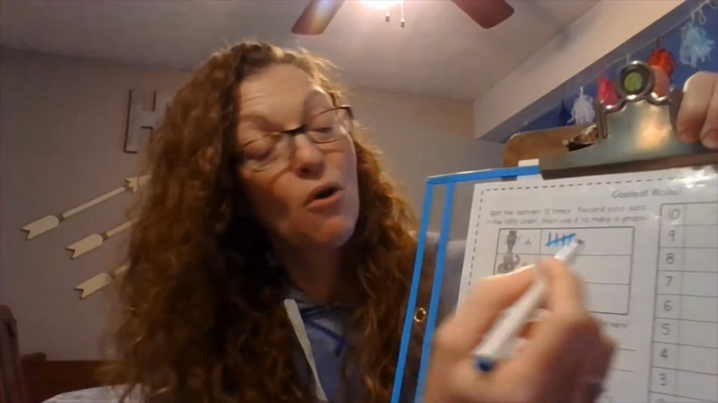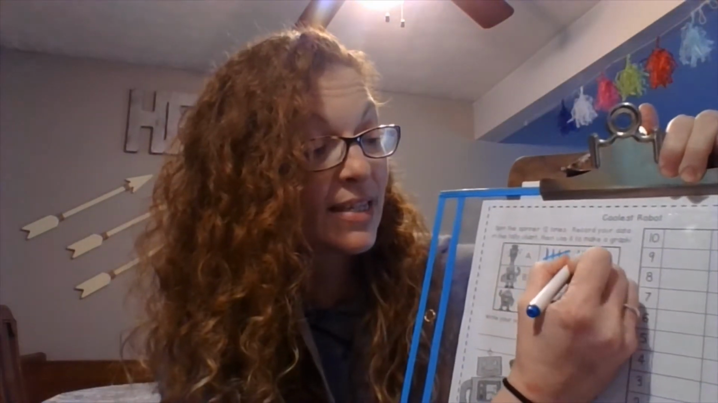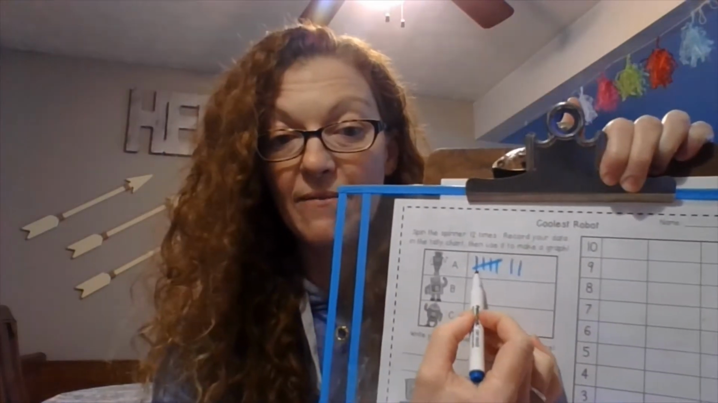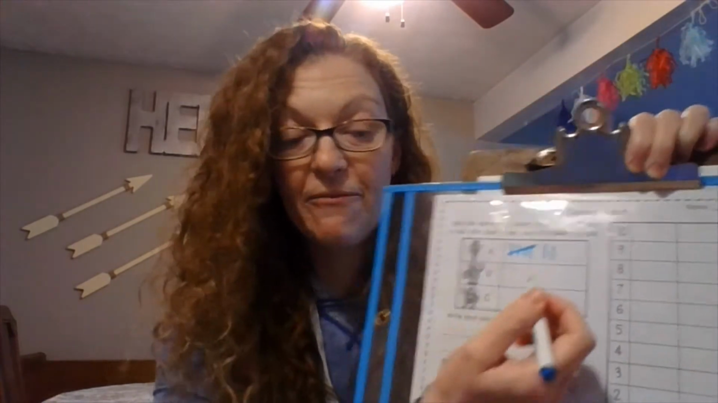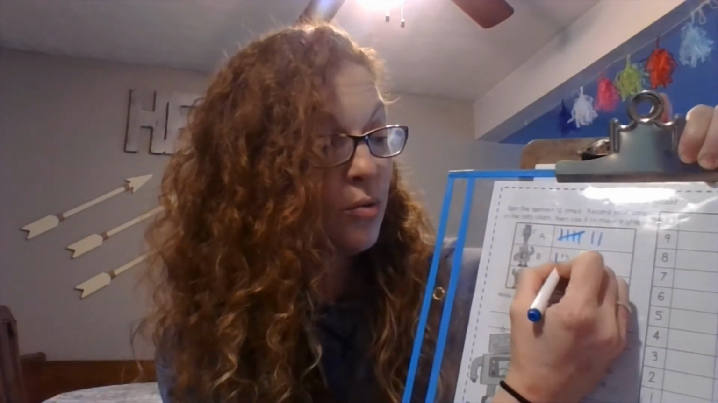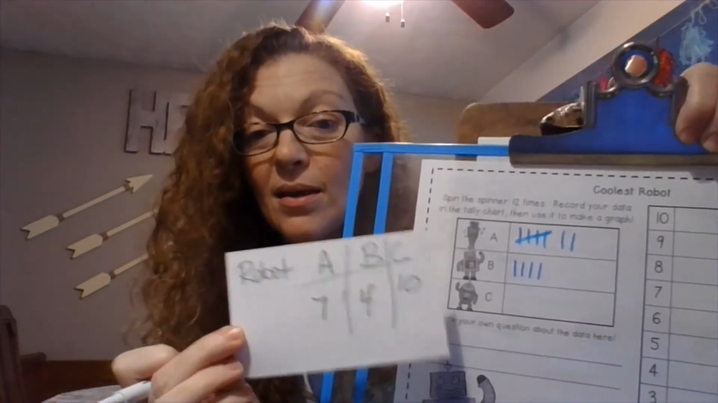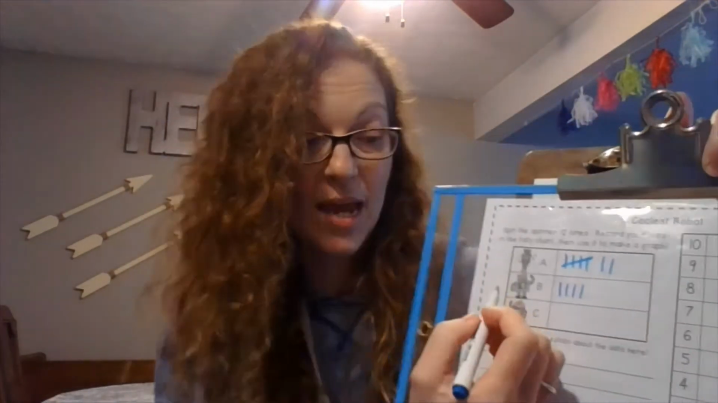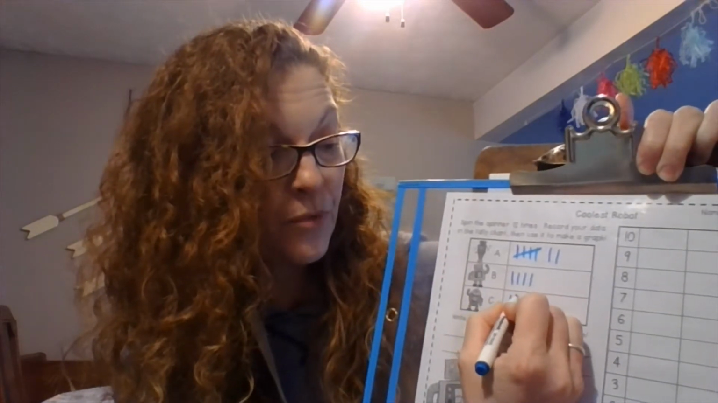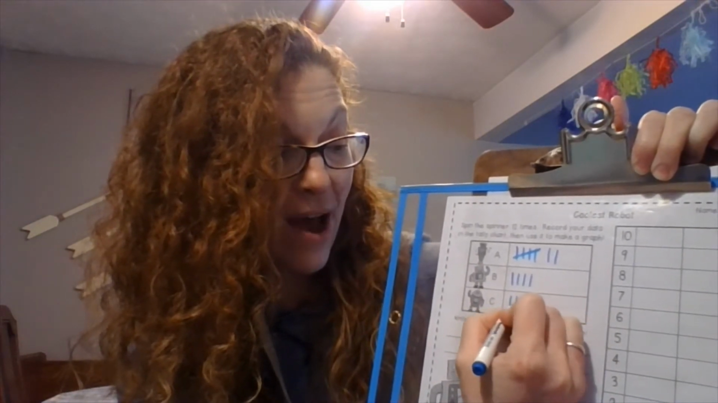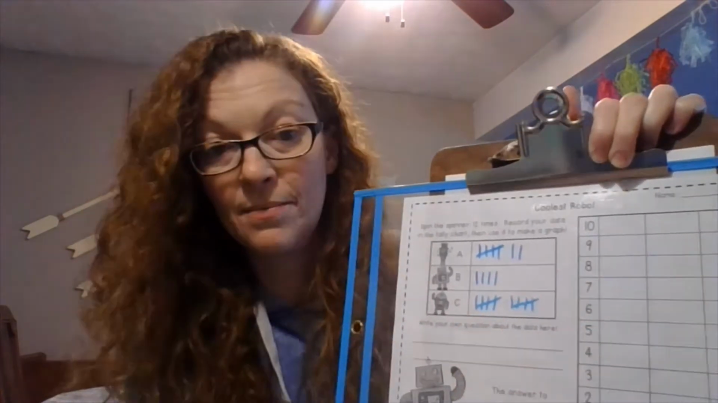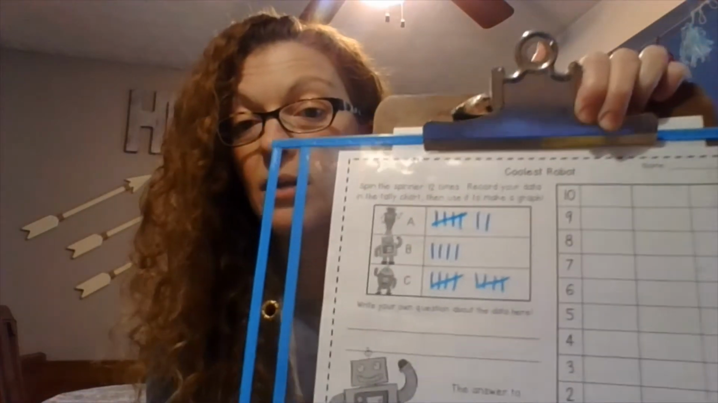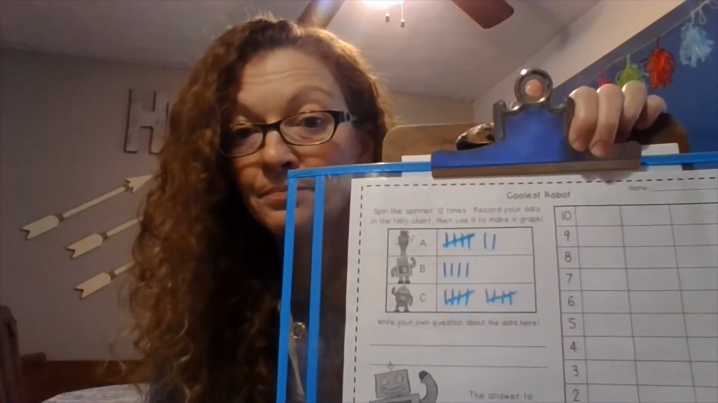But Robot A had 7: 5, 6, 7. So we can say 5, 6, 7. It's counting on. Robot B had 4. 1, 2, 3, 4. And Robot C had 10. So let's make tallies in groups of 5. 1, 2, 3, 4, 5, 6, 7, 8, 9, 10. So here is our data collected.